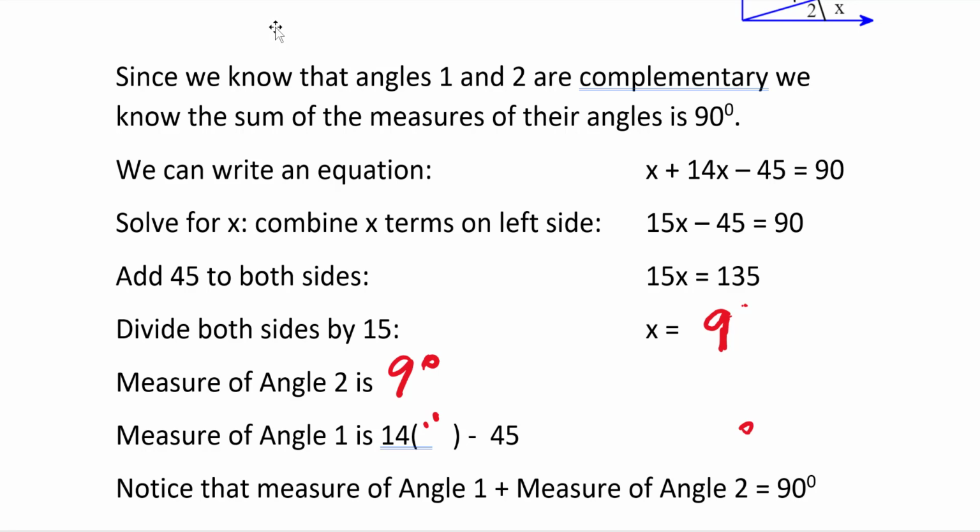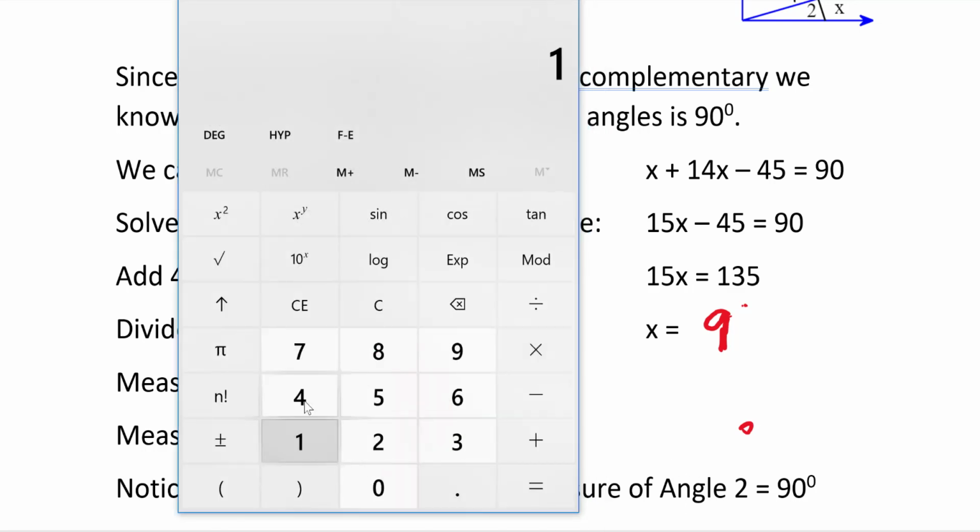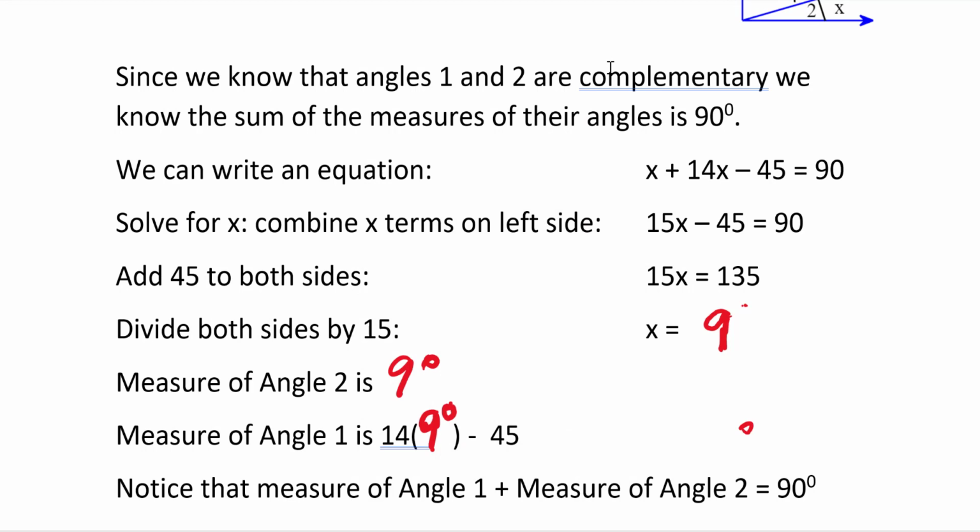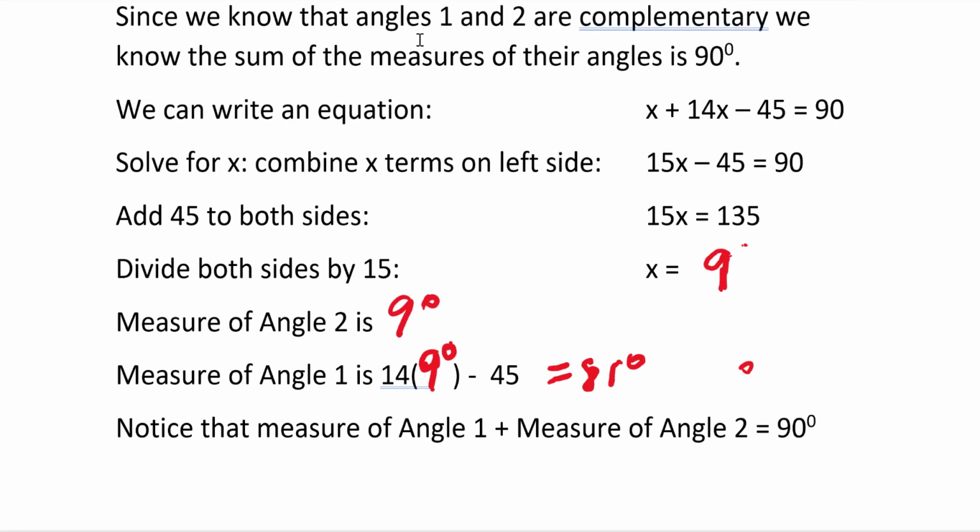And to find the measure of angle 1, I can use the relationship that was shown in the figure, 14 times 9 minus 45. So the measure of angle 1 is 81 degrees. And since they're complementary, we know that the measures of their angles must add up to 90 degrees, which we see is true here. 9 plus 81 is equal to 90 degrees.